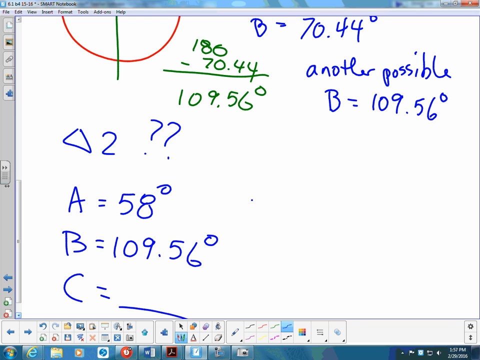Do we have room? What's angle C going to be? 12.44 degrees. Do people understand what we're talking about? This makes sense? Okay, so can you please finish this problem up?